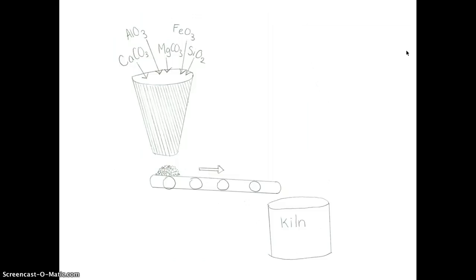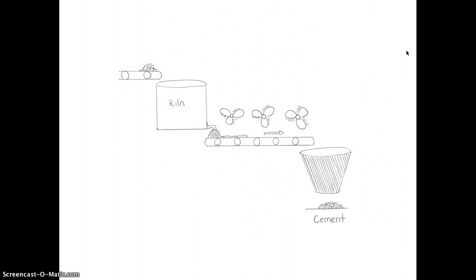Inside this kiln, the powder is heated to about 1300 degrees Celsius, forming a molten substance called clinker. Inside the kiln is also where all the chemical reactions occur. After these reactions are completed, the clinker is cooled down to about 100 degrees by a fanning system. This forms a hard material that once again needs to be crushed and ground to form cement.